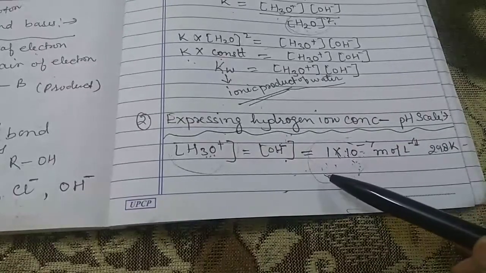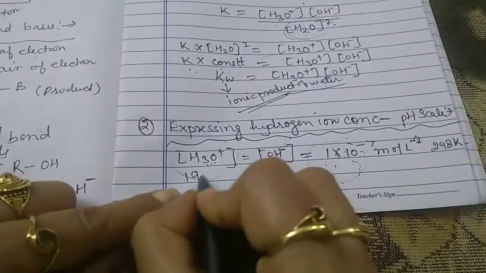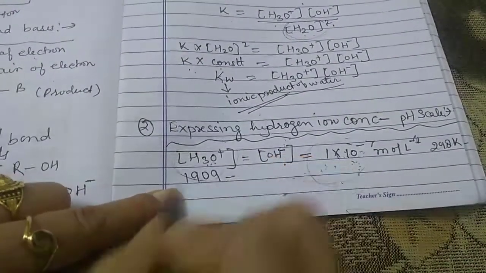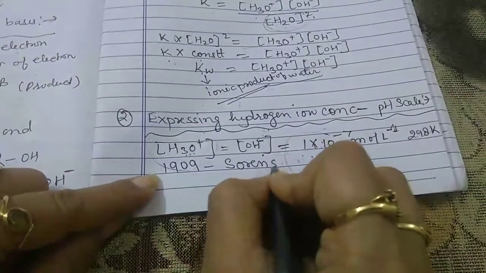So in 1909, there was a scientist called Sorensen.